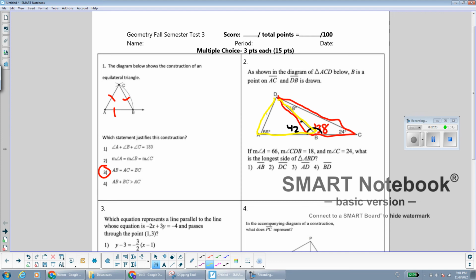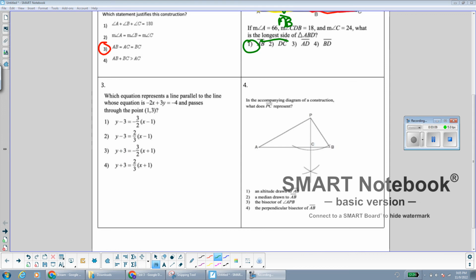To find the missing angle of the triangle, since all the angles of a triangle add to 180, we can do 66 plus 42. That's 108. And we can subtract from 180, and that gives us 72. The longest side of a triangle is across from the largest angle. So in triangle ABD, we have a 66-degree angle, a 72-degree angle, and a 42-degree angle. The largest angle is the 72-degree angle, so the largest side is across from the largest angle, and that would be side AB.